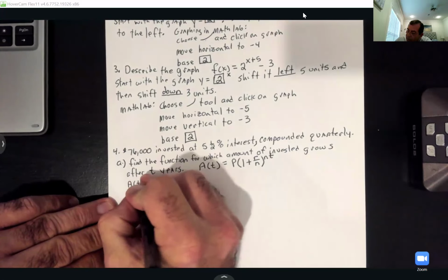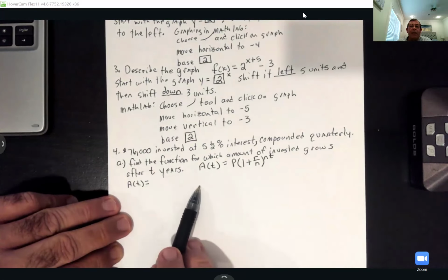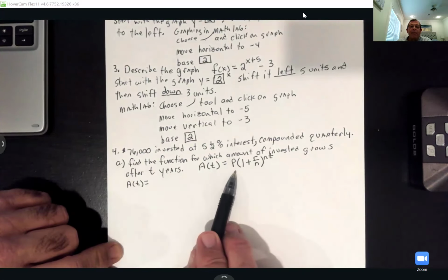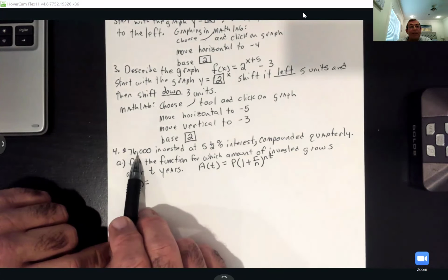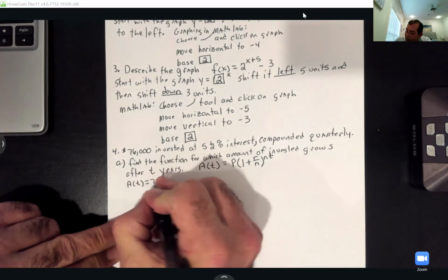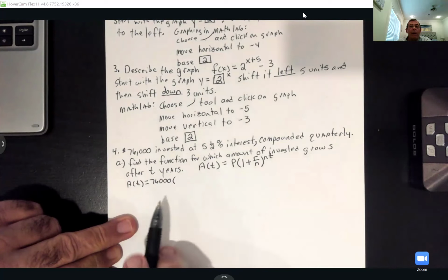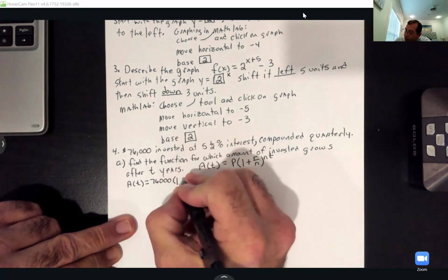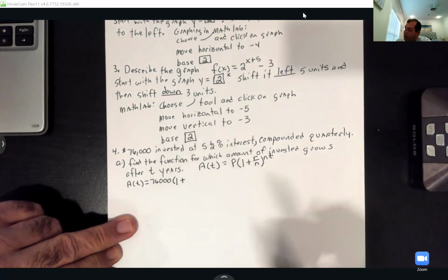So y'all, they're giving us the A of T. We got to fill everything else out. So I need my P. Well, they gave us P right here, right? They said we're investing 76,000. So that's my principal I'm starting with. Then the formula has 1 plus R. R is the interest rate.